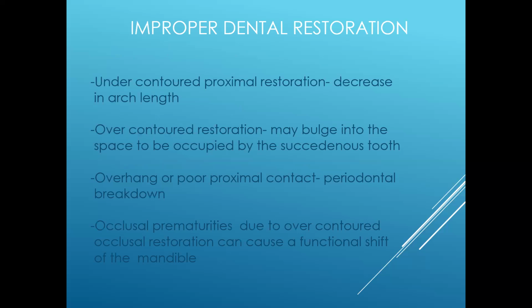Last one is improper dental restoration. Undercontoured proximal restoration results in decrease in arch length. Overcontoured restoration may bulge into the space occupied by the succedaneous teeth. Overhanging or poor proximal contact may lead to periodontal breakdown. Occlusal prematurity due to overcontoured restoration can cause a functional shift of the mandible. These all lead to malocclusion at a later stage.